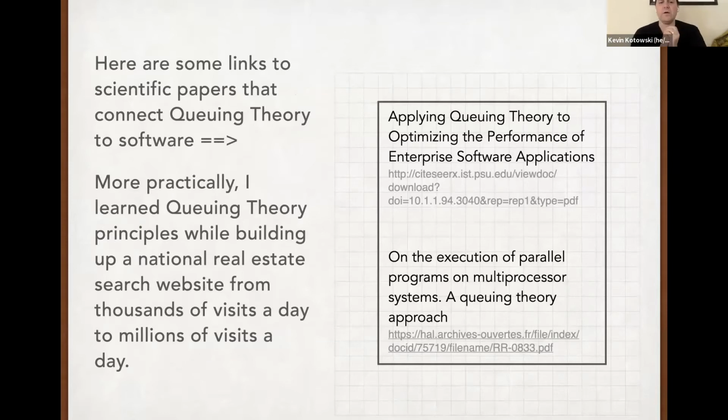I can share some of these links later, but the concept of queuing theory and how it's been applied to software has been studied at the academic level, and I've got a couple of papers here. One of them is purely about applying queuing theory to the optimization of software systems, and the other is about the execution of parallel programs on multiprocessor systems, and how queuing theory can be helpful for performance and throughput.